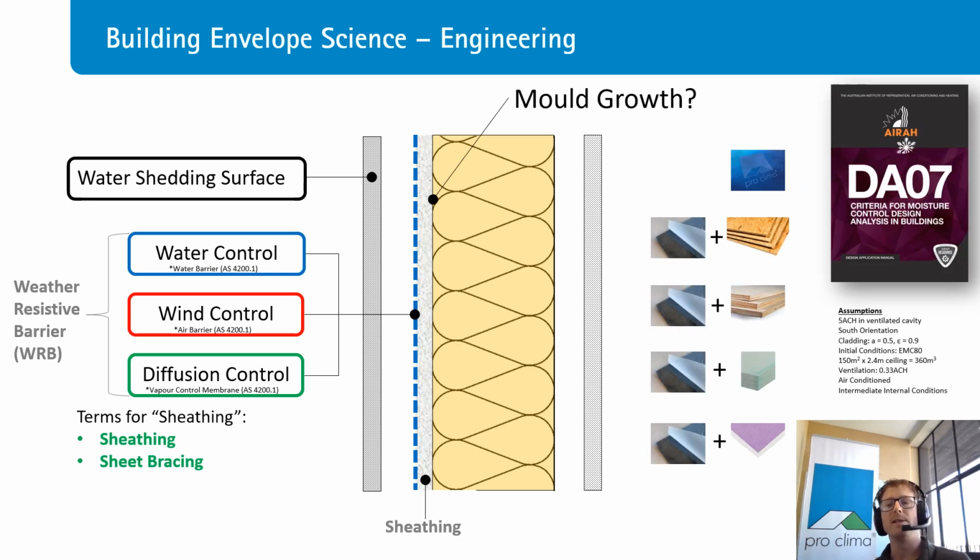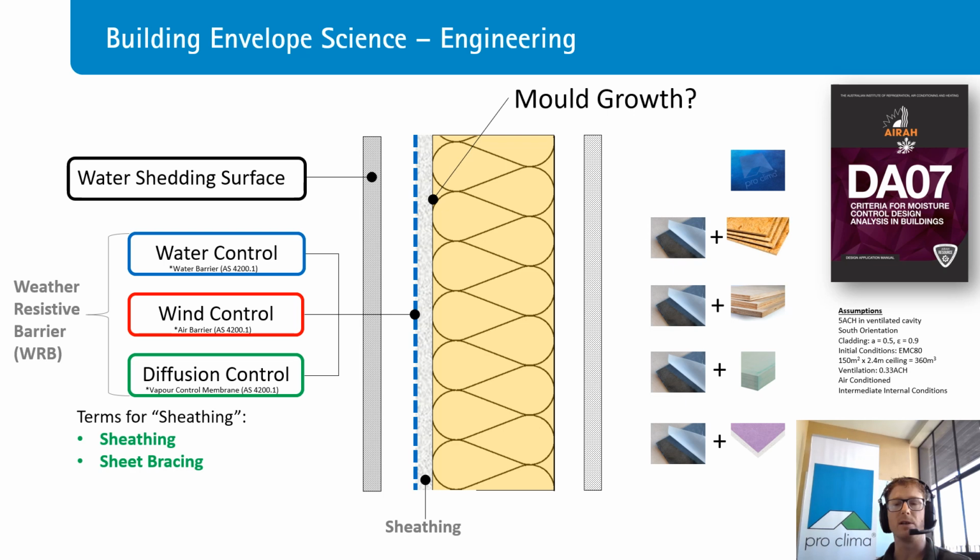So the way we do this is we need to do a design calculation. The ERA DA07 is a new design application guide from ERA, the criteria for moisture control design analysis in buildings, and what it looks at is the criteria around how you carry out a computer simulation using tools such as WUFI to be able to predict whether you're going to end up with mold growth within the system.